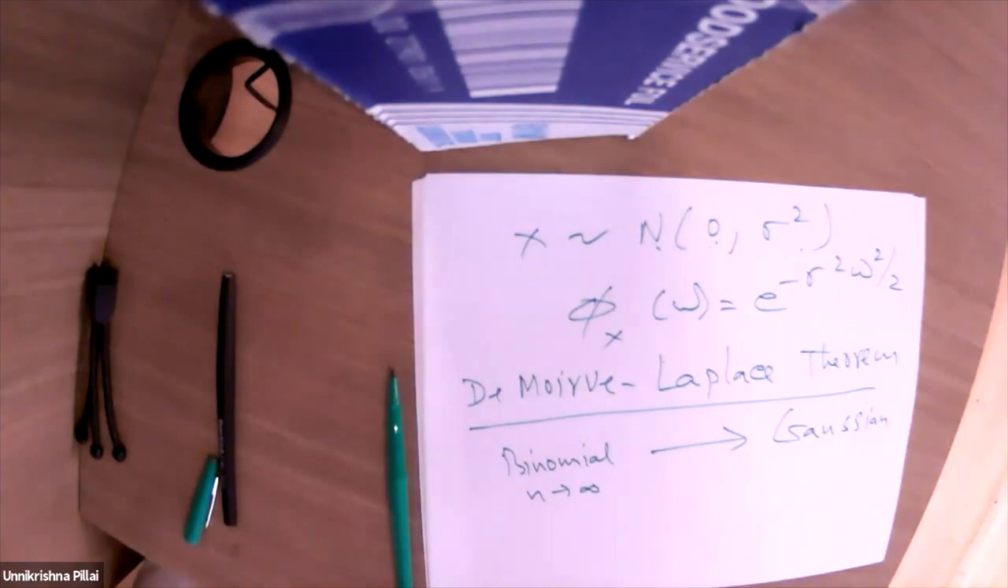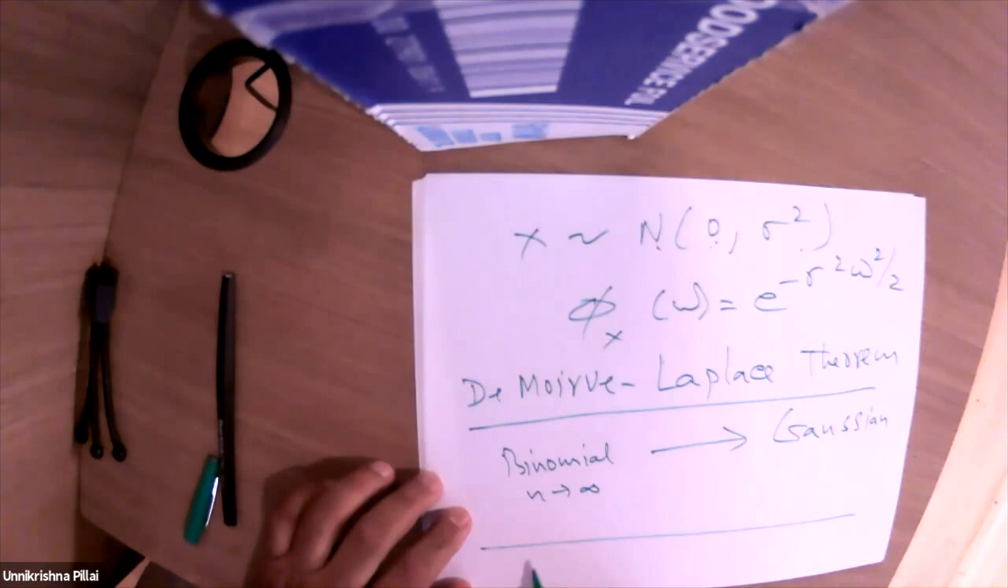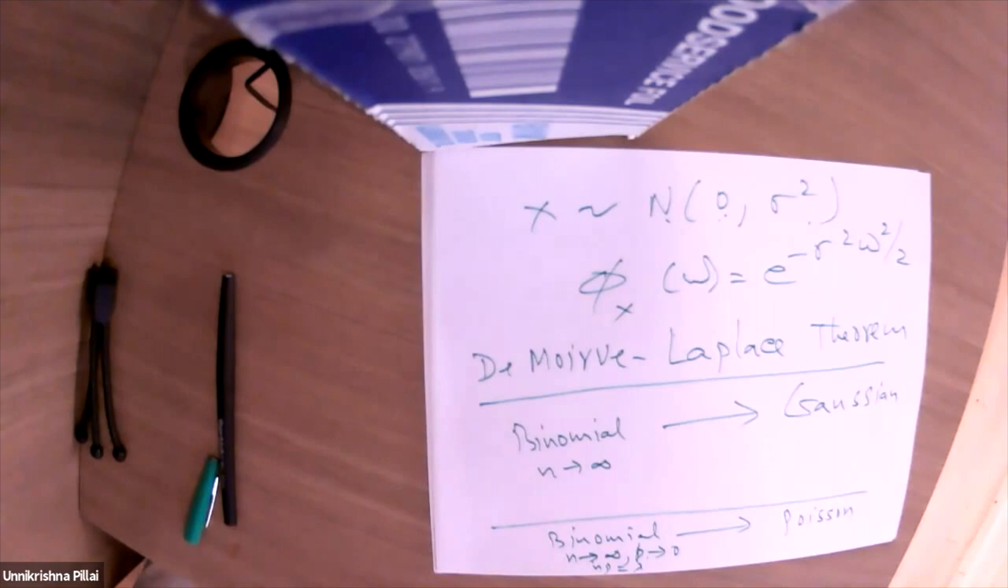So I'm going to use the characteristic function to prove this result. Remember, we already proved that a binomial looks like Poisson. There was another result, right? I hope you remember, binomial tends to be a Poisson. So these are different conditions. If n tends to infinity, but p should go to zero, such that np is a constant lambda, then binomial tends to Poisson. This I proved in class. Do you remember? A couple of classes back, right?